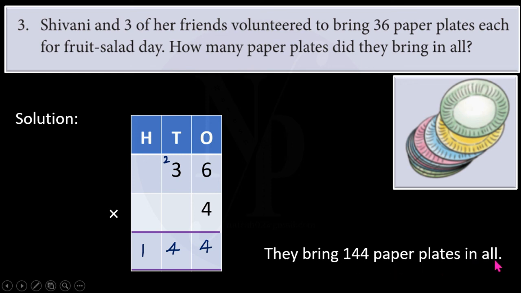So like this, the multiplication with the regrouping can be done. While solving these word problems, especially such problems, you should be careful while taking down the number by which you should multiply the other number. So I hope you understood how to find the products of given numbers.